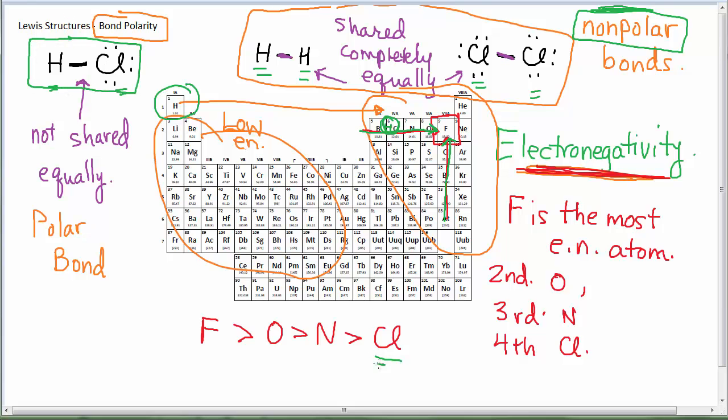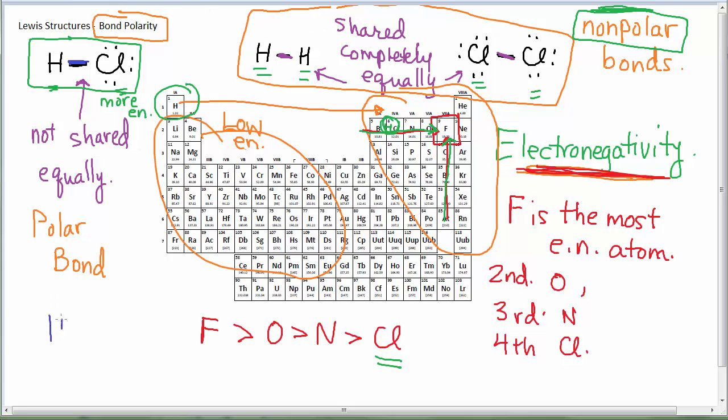But if I'm comparing hydrogen and chlorine, let's look back at this example. Chlorine is the fourth most electronegative atom. It is more electronegative than anybody else on the periodic table except fluorine, oxygen, and nitrogen. So chlorine is more electronegative than hydrogen, which means chlorine is going to pull on the electrons more in this bond.